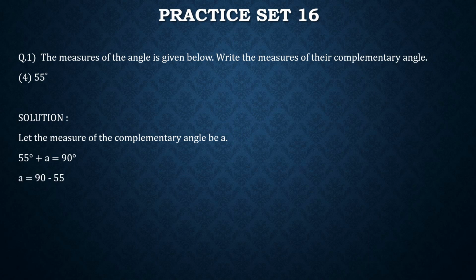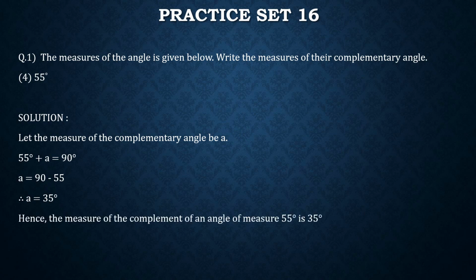In order to find the value of A, let us take 55 to the right hand side of the equation. So it will be A is equal to 90 minus 55. Hence 90 minus 55 is 35 degrees. So the value of A is equal to 35 degrees. Hence, the measure of the complement of an angle of measure 55 degrees is 35 degrees.